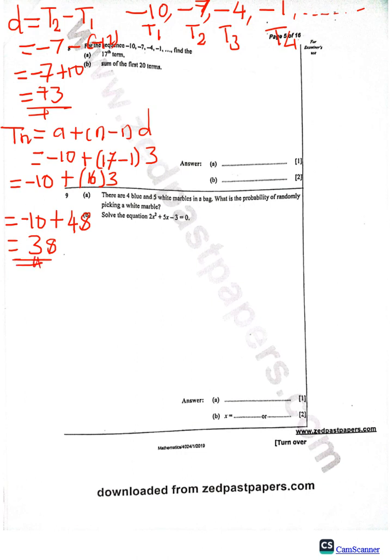Now for question B, the sum of the first 20 terms. So the formula for the sum is equal to n divided by 2 times 2a plus n minus 1 times d.